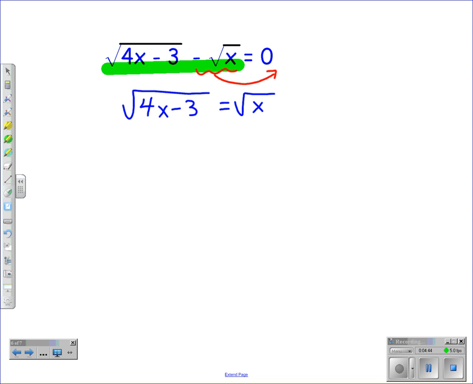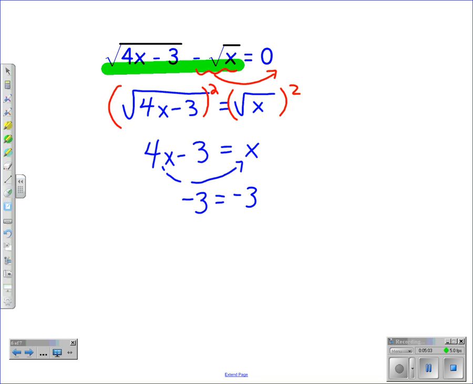And now that your radicals are on opposite sides of the equal sign, they're isolated on their own side, then you can square both of the radicals. That gives us 4x minus 3 equals x. And let's go ahead and move the 4x over, so we have negative 3 equals negative 3x. And when we divide by negative 3, we find out that x is equal to 1.